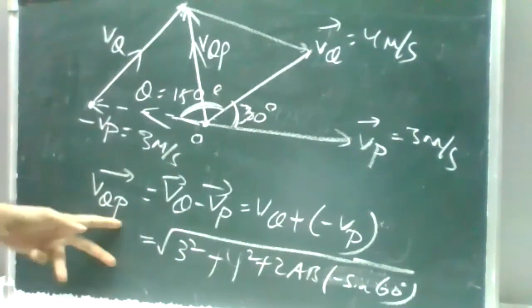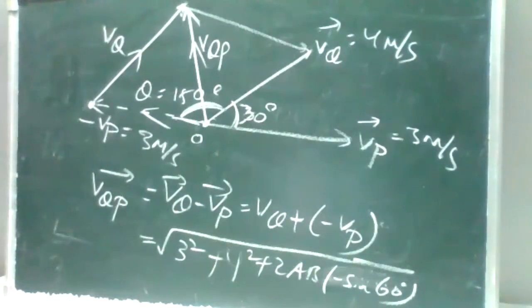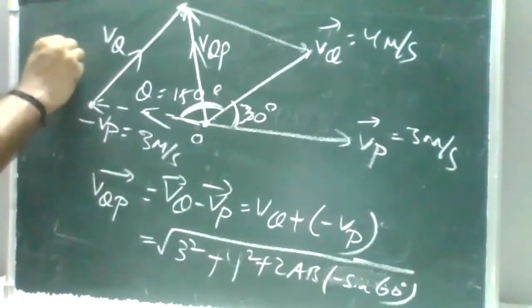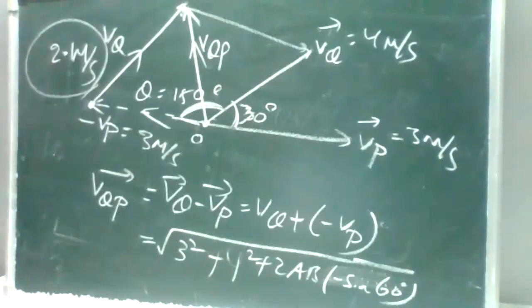Just take it as your homework. Find VQP using minus sin 60 degrees. The answer you are getting is 2.1 meters per second. Try to find it. If you don't understand, I'll explain this. Just take this answer and this relation, and try to find it.